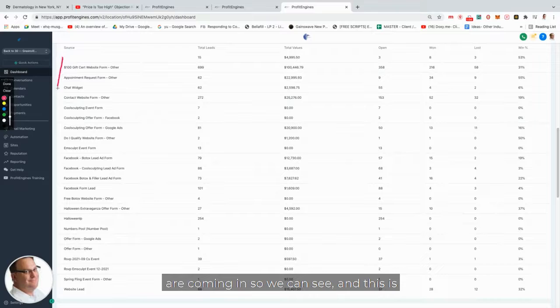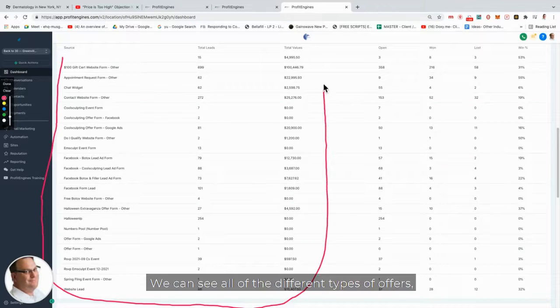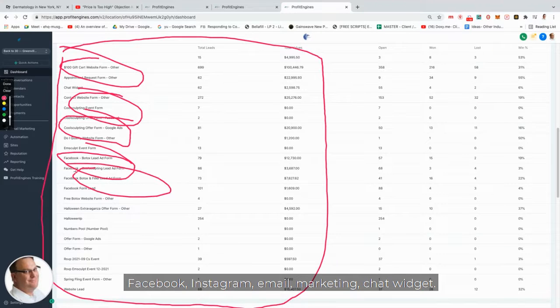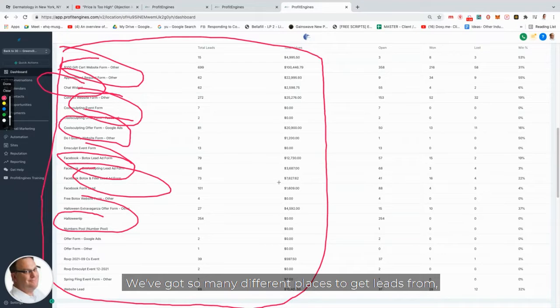So we can see, and this is a much more matured account, all of the different types of offer strategies that are in the market, all the different places: Facebook, Instagram, email marketing, chat widget. We've got so many different places to get leads from.